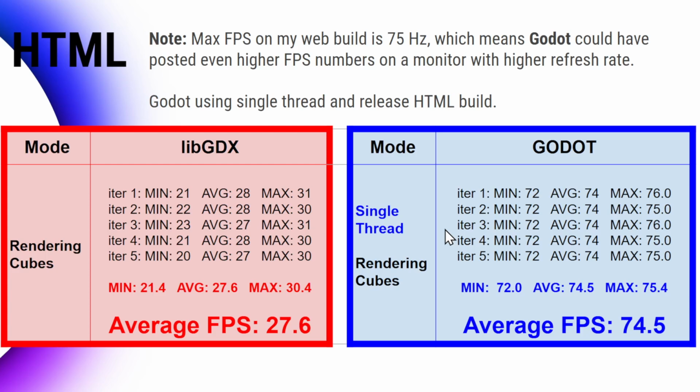Now, one of the things about this web result is, you see the max is only 75, 76. My monitor is 75 hertz, so it can't get higher than 75. What I'm trying to get at is this number is actually higher. If I had a 240 hertz monitor, because the web browser uses the VSync of your monitor, and that's the maximum frame rate, it's probably higher.